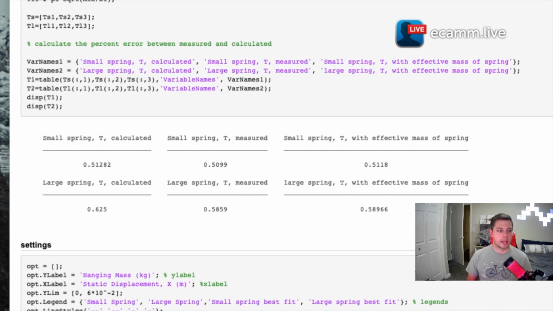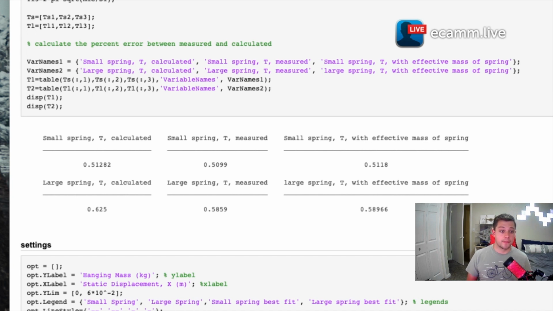So what we'll look at first is this middle column, the measured value of the period. The top value we see is the small spring, and the bottom value we see is the large spring. The small spring had a shorter period of oscillation, which was to be expected due to the higher stiffness. The two values to the left and right that we see here are the calculated values.